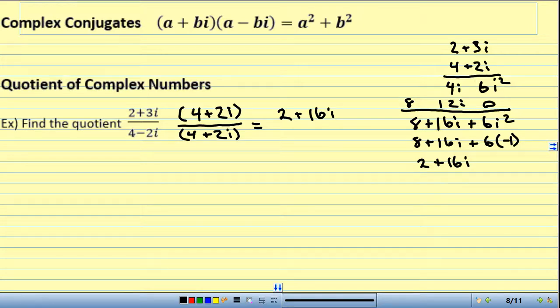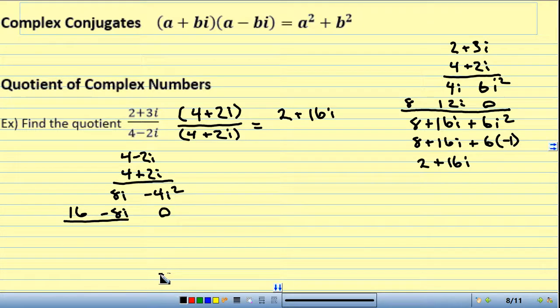So let's find the denominator. I'm going to do that over here. I have 4 minus 2i multiplied by 4 plus 2i. That's a plus. Okay, so I have positive 2i times -2i, -4i squared. 2i times 4, 8i. Placeholder. 4 times -2i, -8i. 4 times 4, 16. These two cancel out. So I have 16 minus 4i squared.